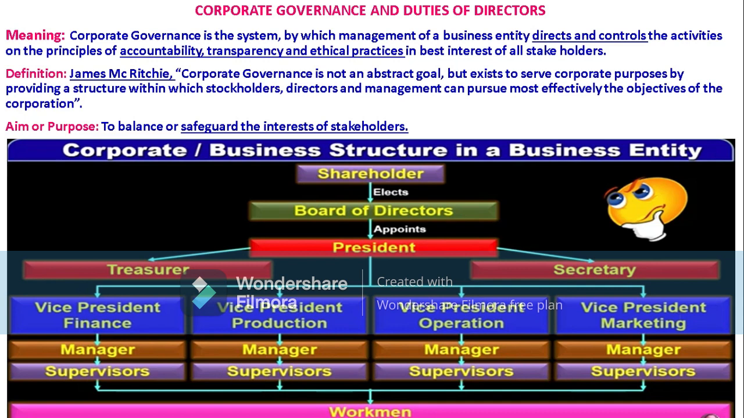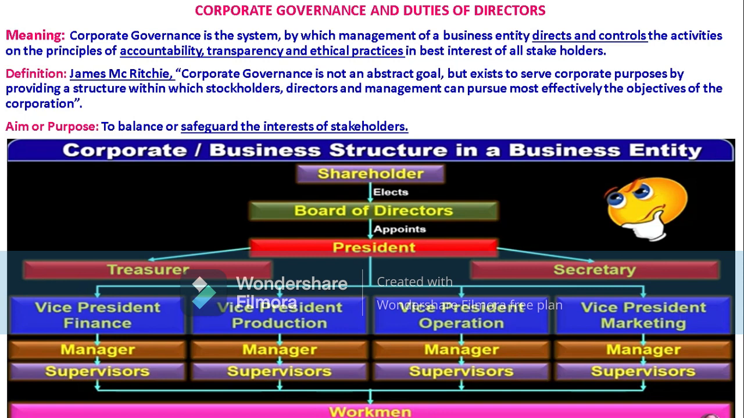And our today's topic is regarding corporate governance and duties of directors. So what is corporate governance? What are the aspects involved in corporate governance? What is the system of corporate governance, and how important is corporate governance? We will study now, okay?